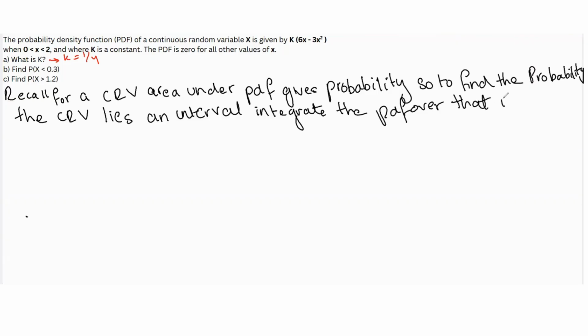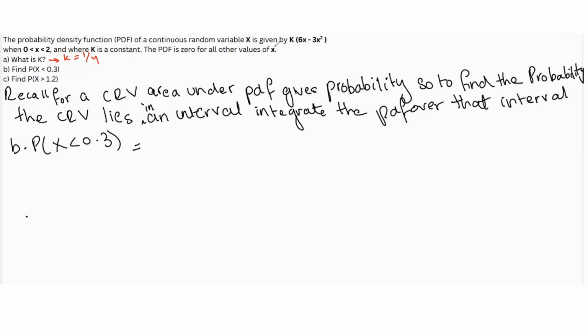So what we're saying is, for any continuous random variable, area under the PDF gives probability, and you can find the area under the curve using integration. So if you want to find the probability that the continuous random variable lies in an interval, integrate the PDF over that interval. So in part B, we wanted to find the probability that x is less than 0.3. Essentially, the idea is that you want to integrate the PDF over this interval. How can we be more specific about what this interval is?